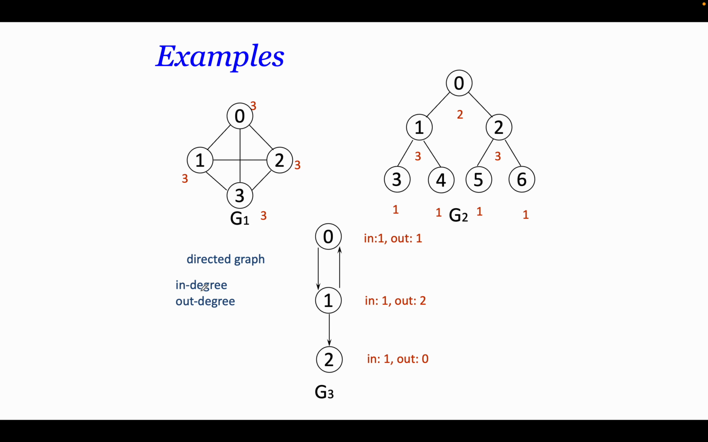Let's see the example of the degree. Here at each vertex, the degree will be equal to 3. But for this graph, it is 2, this is 3, and this is 1, right? And when it is a directed graph, then you need to define in and out for the degree.